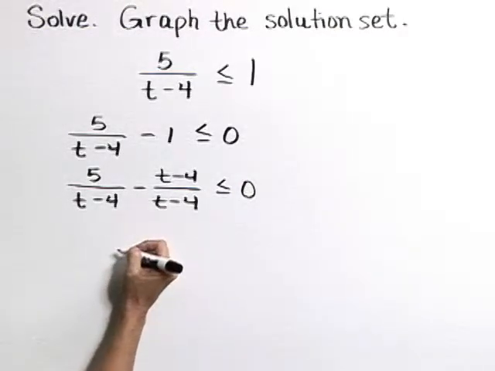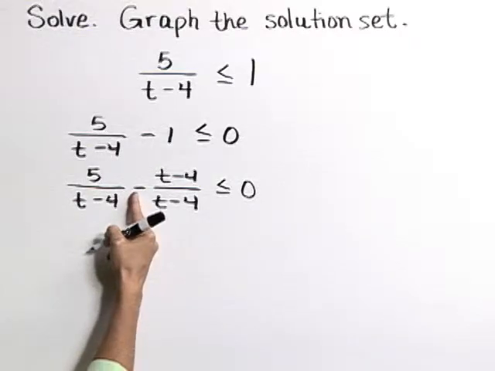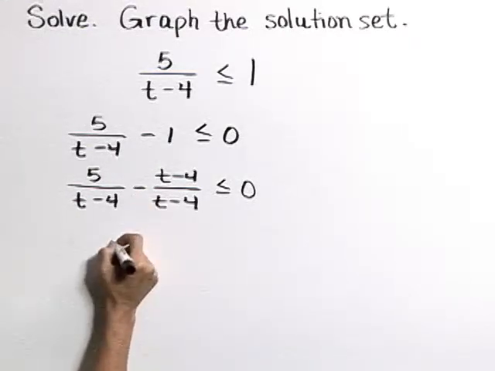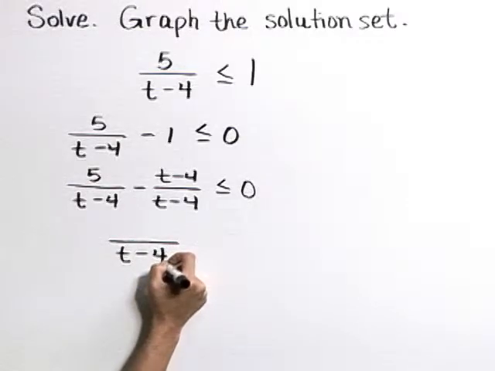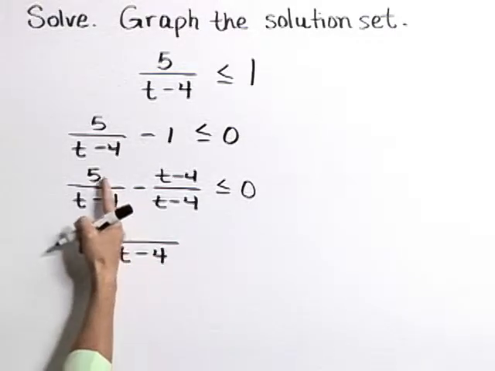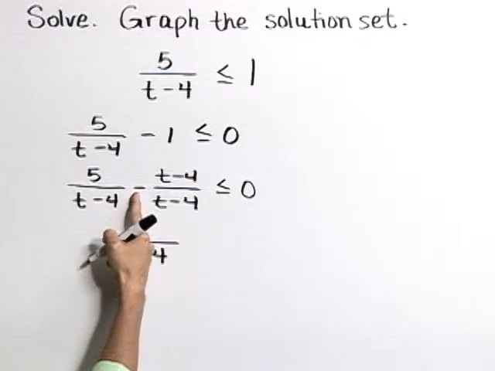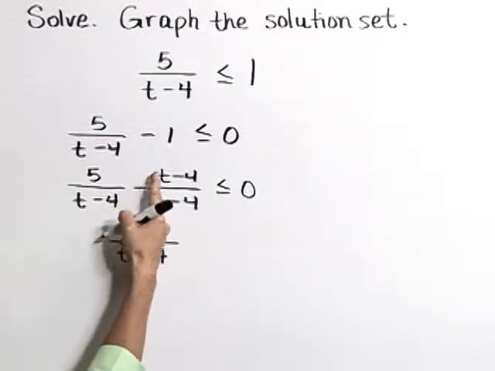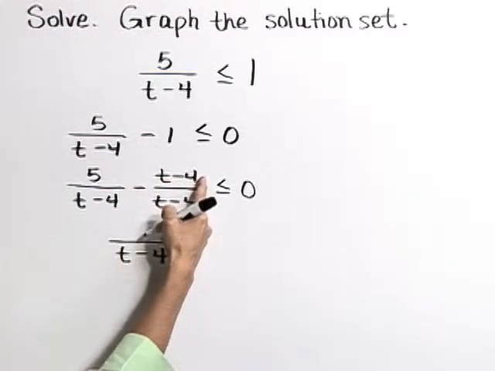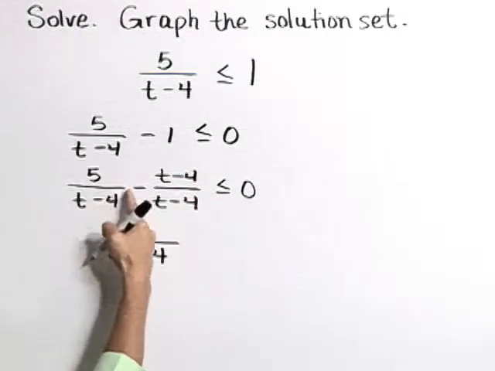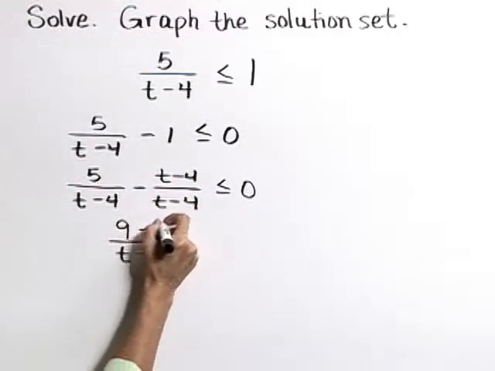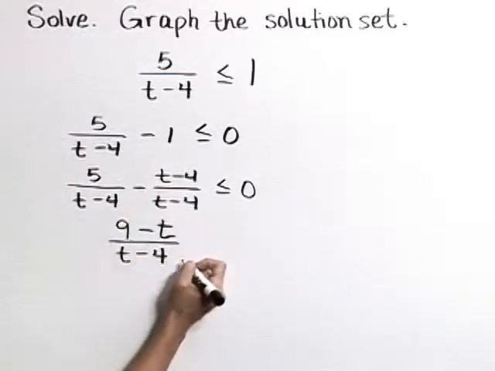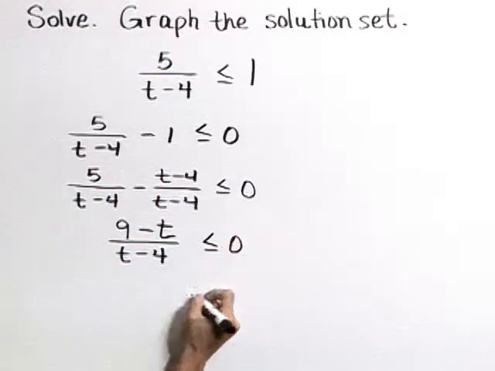Now let's combine our numerator terms and watch your sign very carefully. The denominator is t minus 4. In the numerator, we're going to have a 5 minus t and plus 4. Well, 5 plus that 4 is 9. We'll also have a minus t. Watch your signs very closely there.